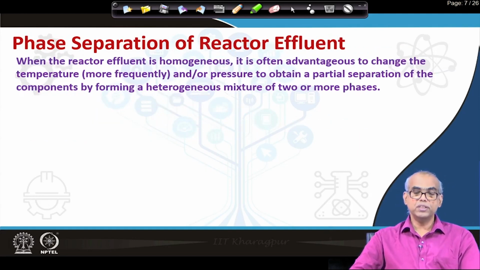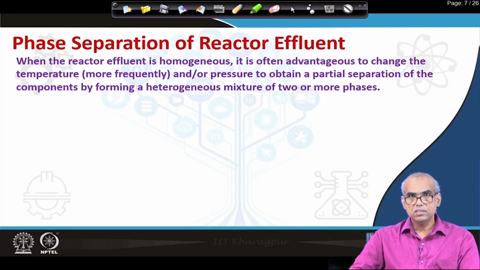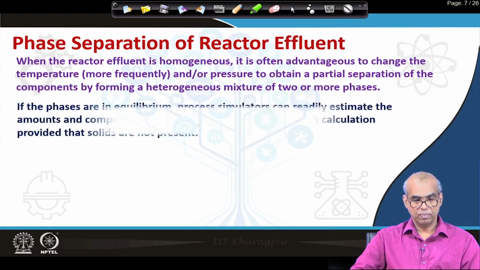Now, let us consider phase separation of reactor effluent. When the reactor effluent is homogeneous, it is often advantageous to change the temperature or pressure for partial separation of the components by creating a heterogeneous mixture of 2 or more phases. Generally, this phase separation is done by change of temperature, which is more frequently done, but it can also be effected by change of pressure.